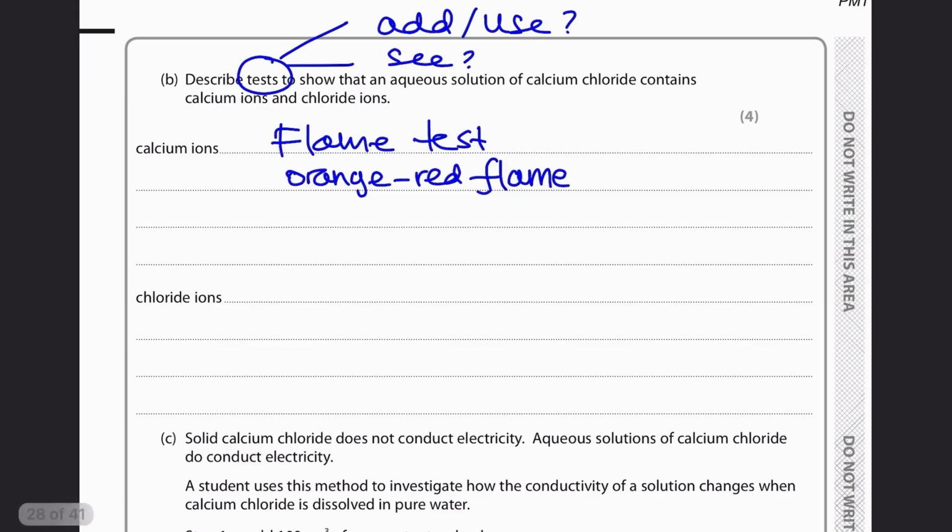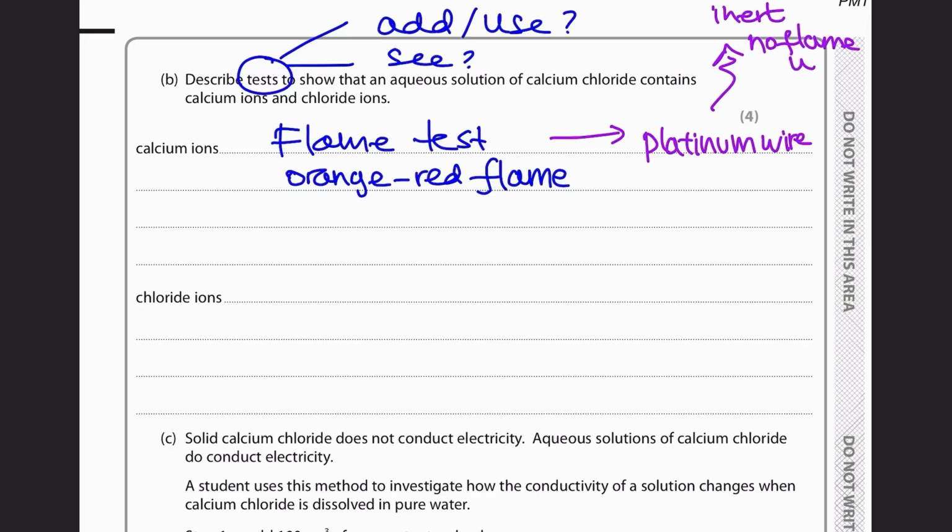And just a bit of a word about a flame test, because sometimes they could ask you about that. So how do you do a flame test? That's usually like a 3-mark question. You use a platinum wire, sometimes nichrome, and the reason for that is because it is inert and it has no flame color, because you don't want the platinum wire to have a flame color, because that would be very confusing, isn't it? And also inert means it's unreactive, and also it has a high melting point. So that's 3 reasons why you would be using a platinum wire.